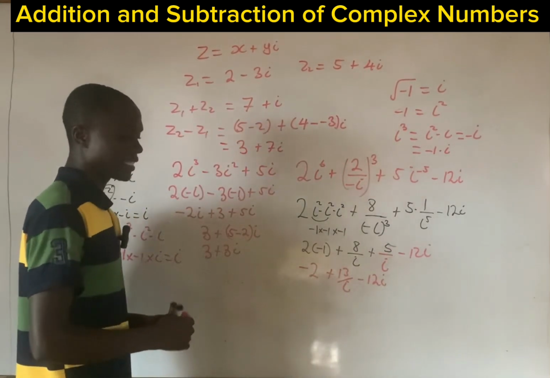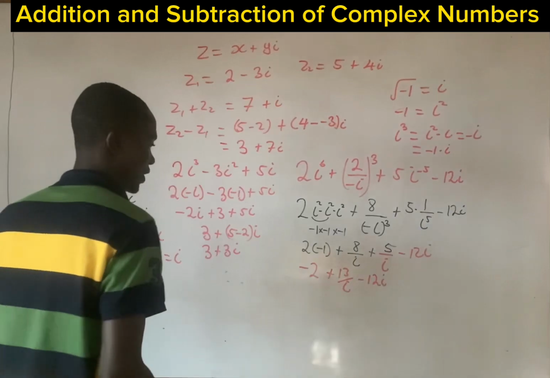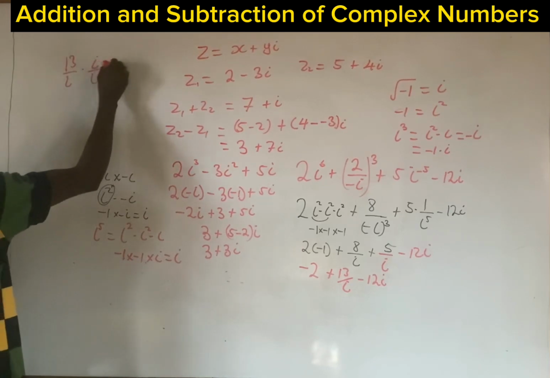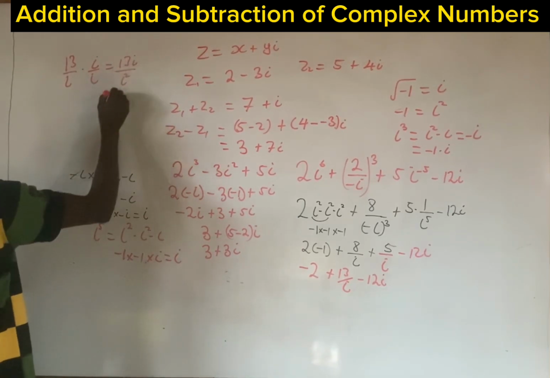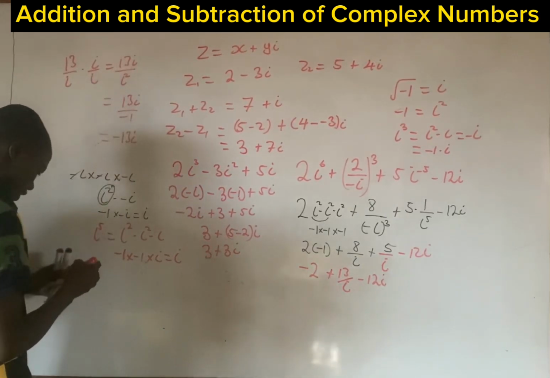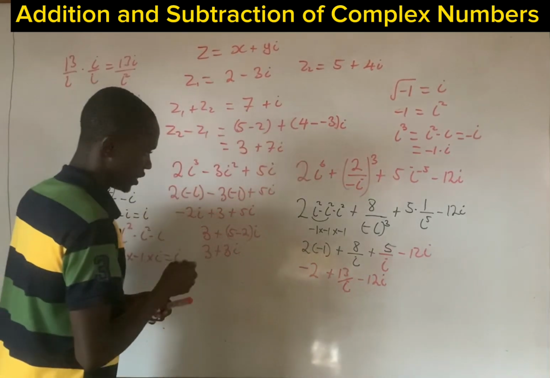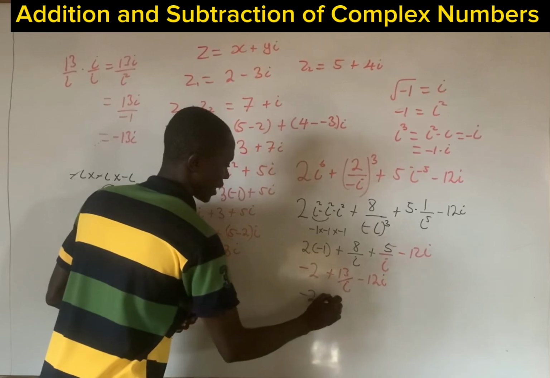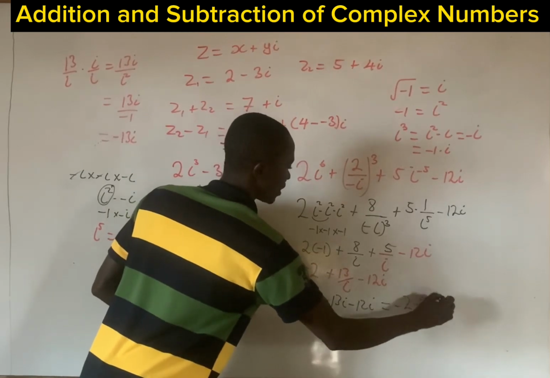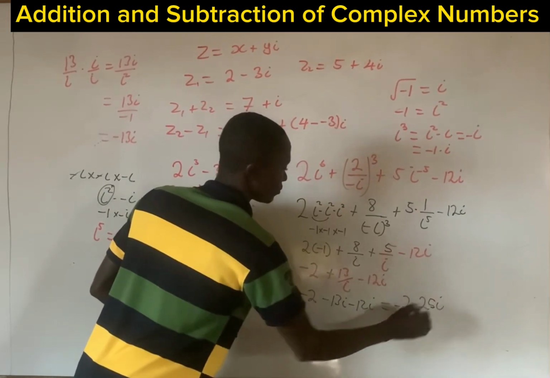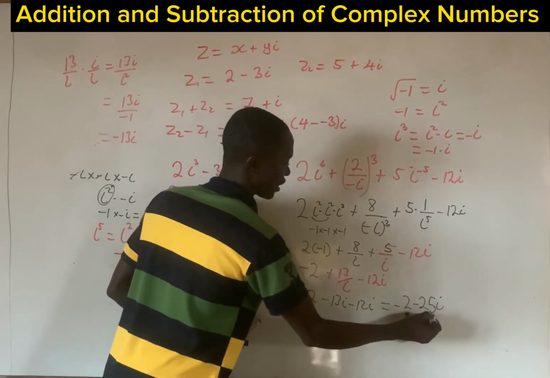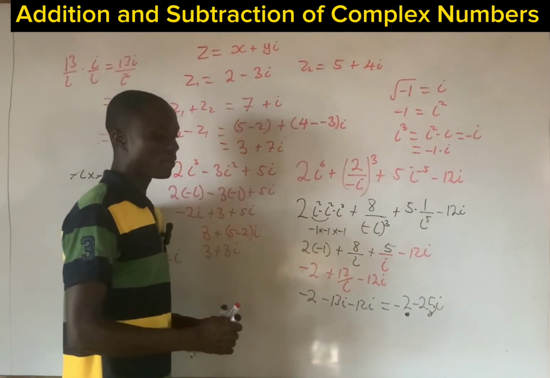Now, we rationalize 13 over i to get this. So let's see. We have 13 over i times i over i. That gives 13i over i squared. That gives 13i over negative 1, and that is negative 13i in a very simple way. So we have minus 2 minus 13i minus 12i. That gives minus 2 minus 25i. So here we have minus 2 as the real part and minus 25 as the imaginary part.